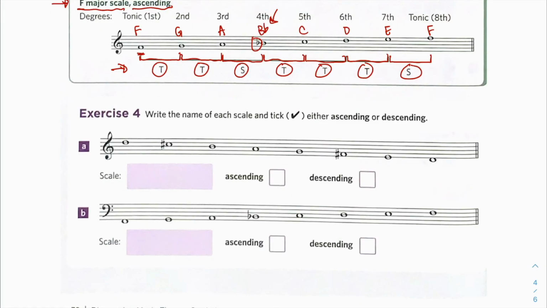Exercise 4, write the name of each scale and state either ascending or descending. Question A, we're in treble clef. Now this is very easy. In order to find the scale, all we need to know is the starting note or the tonic. So if we are in treble clef, the first note is on the 4th line, it will be a D. And the ending note, of course, it will also be a D. Obviously, this is in the key of D major with 2 sharps, the F sharp and the C sharp. And since the scale is going down this ladder, it's in descending order.